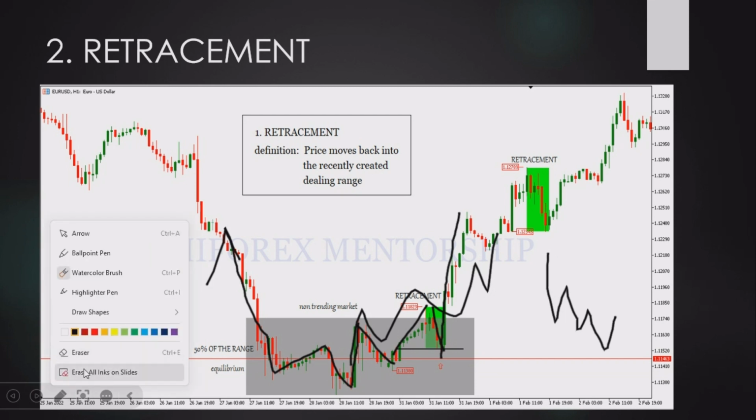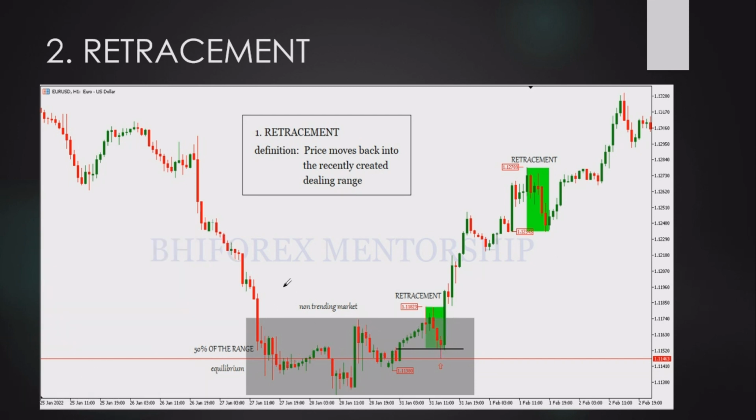So uptrend is when the market creates higher highs and higher lows and goes up. Downtrend is when the market creates lower lows and lower highs. And what we have here, you can see we have an uptrend here and we have a downtrend right here.